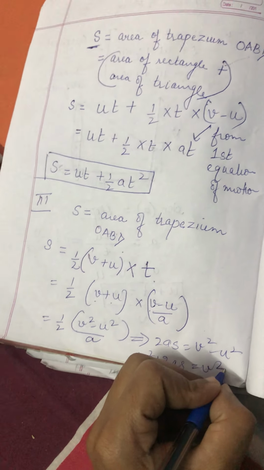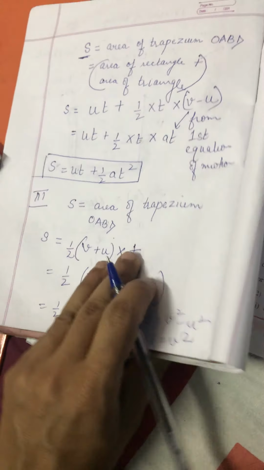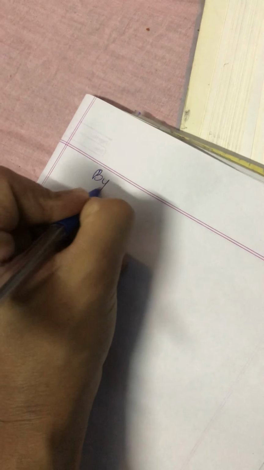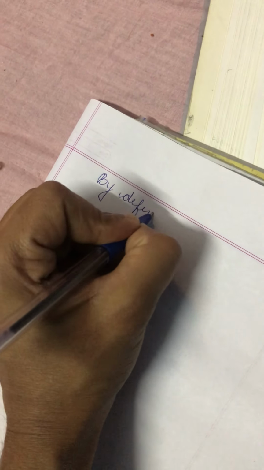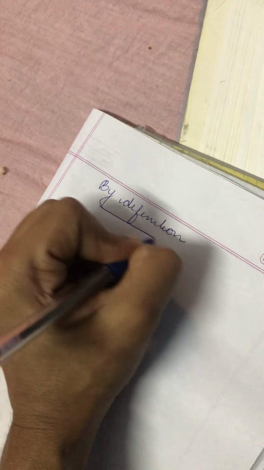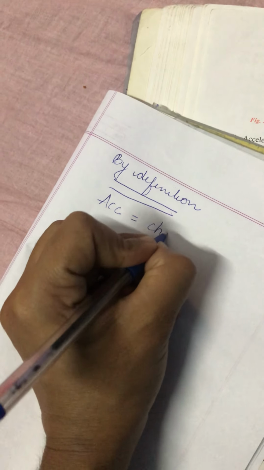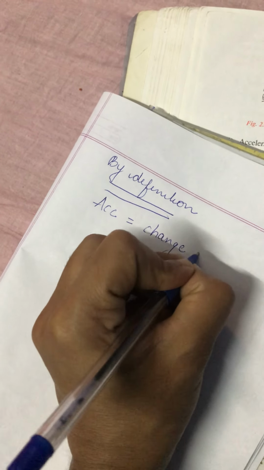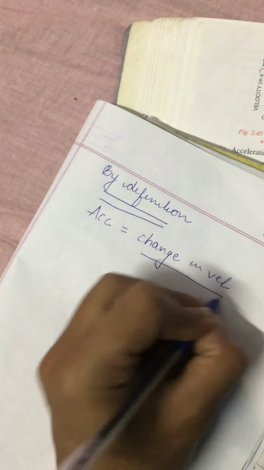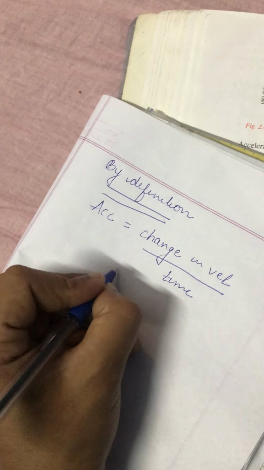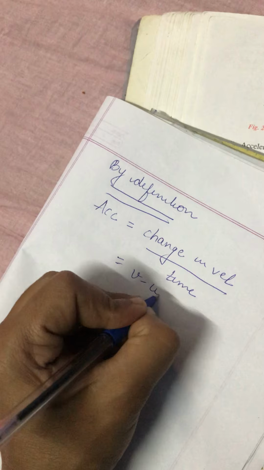Next, now what we are having to find it with an alternative method, that is by definitions. Now by definition, so for the first equation of motion, acceleration is equal to what? Change in velocity upon time. So that's coming out to be v minus u upon t.